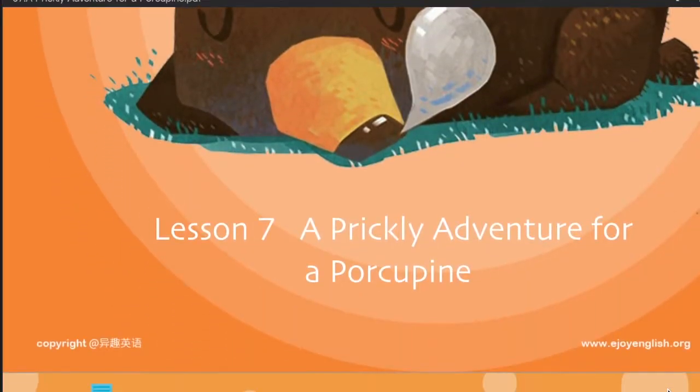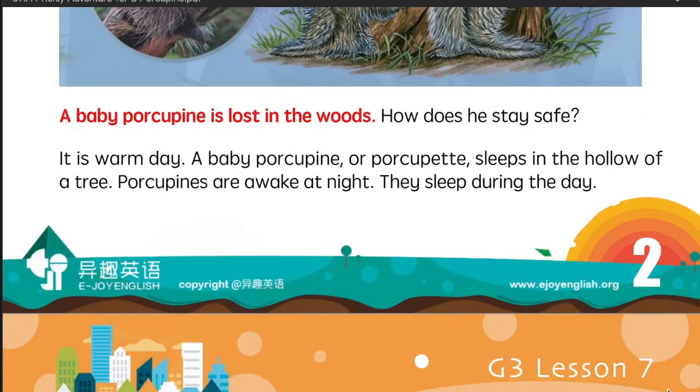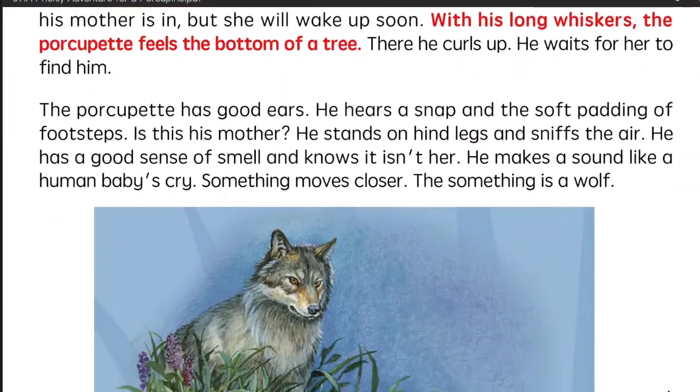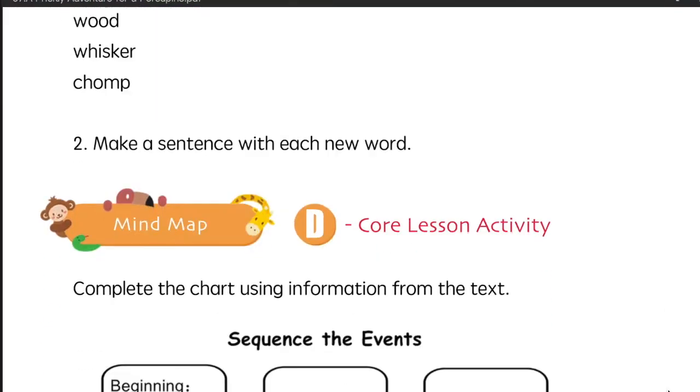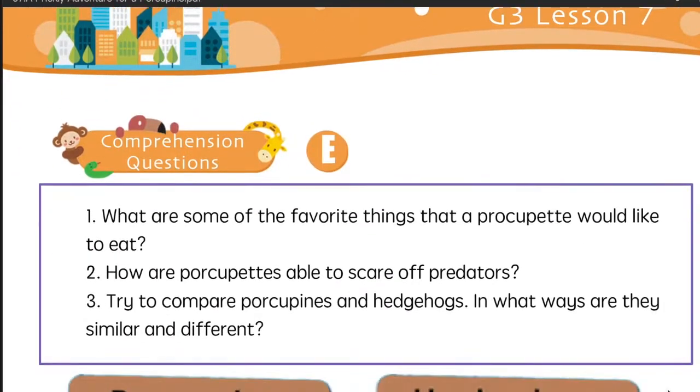Now, in order to look at concrete examples, we're going to be looking at a lesson in the Step Into Reading series. However, keep in mind that the principles can be applied to any series. So here we go. We have Step Into Reading G3 Lesson 7 as an example. Looking this story over, as you can see, we have quite a bit of reading to do, just like the rest of the series. There's the vocabulary, the mind map, comprehension questions, etc.